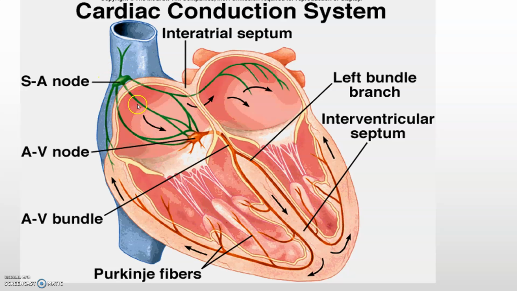Heart is called as myogenic. It is called myogenic because it is auto-excitable. That is, it can generate its own potential, the action potential that normally all organs need either from brain or spinal cord or from other sources. Heart can generate its own action potential with the help of this SA node. So it is called as the pacemaker of the heart.